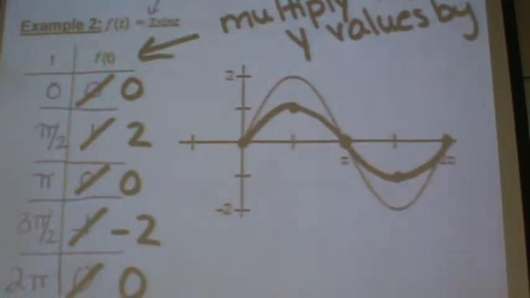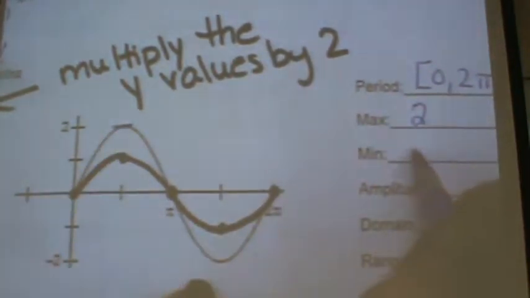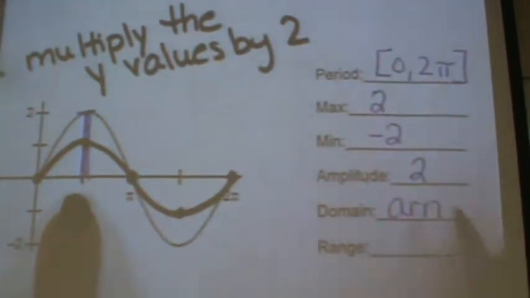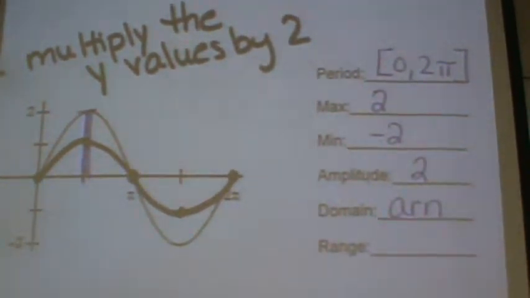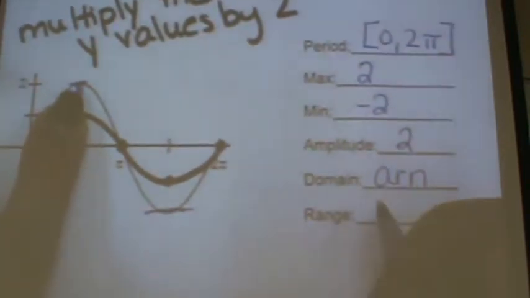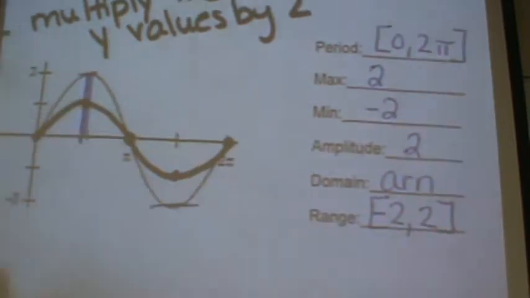So now, can you tell me what the period is? The period is still one complete cycle. It went from 0 to 2 pi. What's the maximum value here? 2. The minimum is -2. The amplitude, how many units off the x-axis are you? That's your amplitude. Your domain for all of these will be all real numbers for sine and cosine. Your range, what's the highest and lowest y values you have? 2 and -2. So the range goes -2 to 2, and we're going to use brackets because it's including 2 and -2.